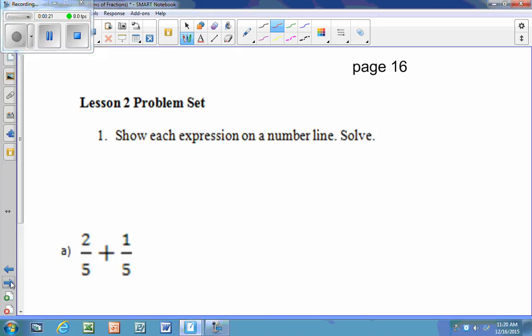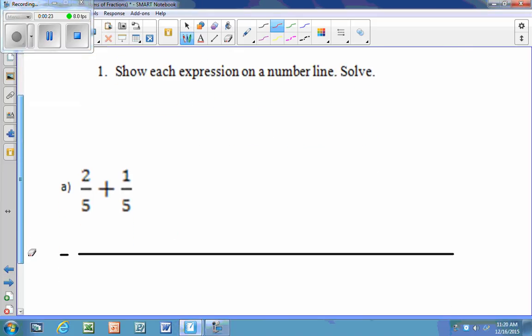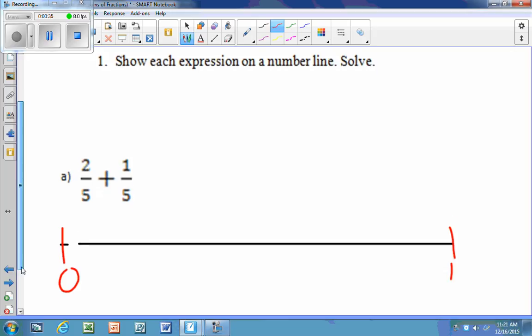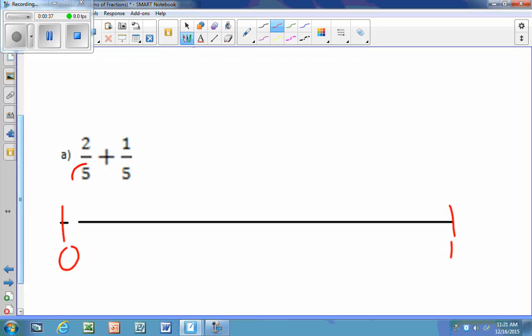So for example, if I have an addition sentence such as 2/5 plus 1/5, I have to show it on a number line. So the first thing that I'm going to do is split up my number line from 0 to 1. And since this is fifths, I'm going to split the number line into 5 equal pieces, and I'm going to label it.